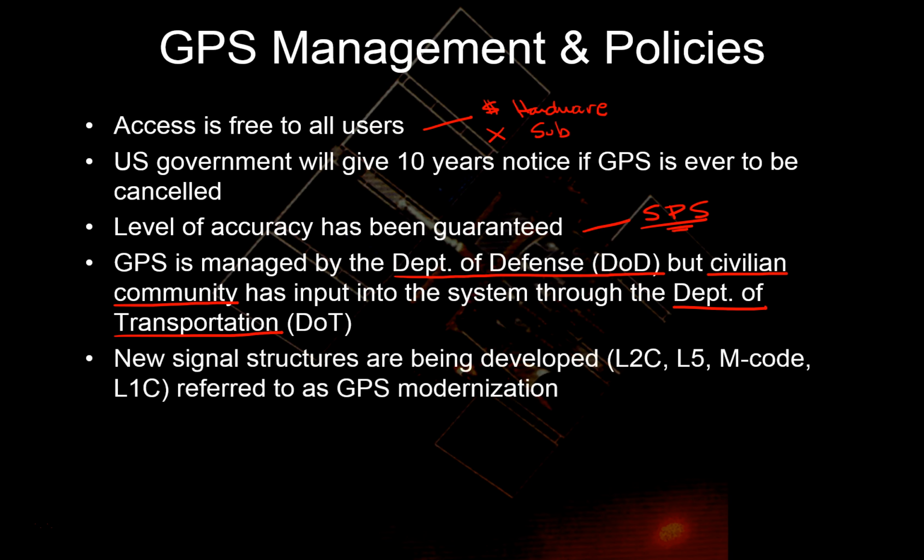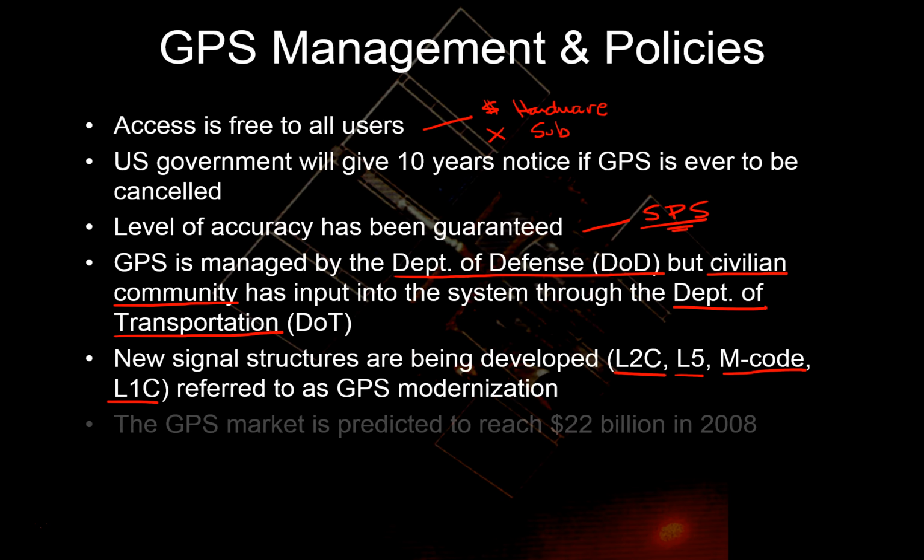So the new signal structures are being developed, as we talked about. L2C is right on the cusp of being available for everybody, and that's going to change some things substantially. We talked about the L5 frequency and how that's going to be utilized, this new M code, which is, again, not of interest to us, and L1C, the interoperability signal between the other systems. This is all coming about, and GPS is going to be getting better and better as time progresses.